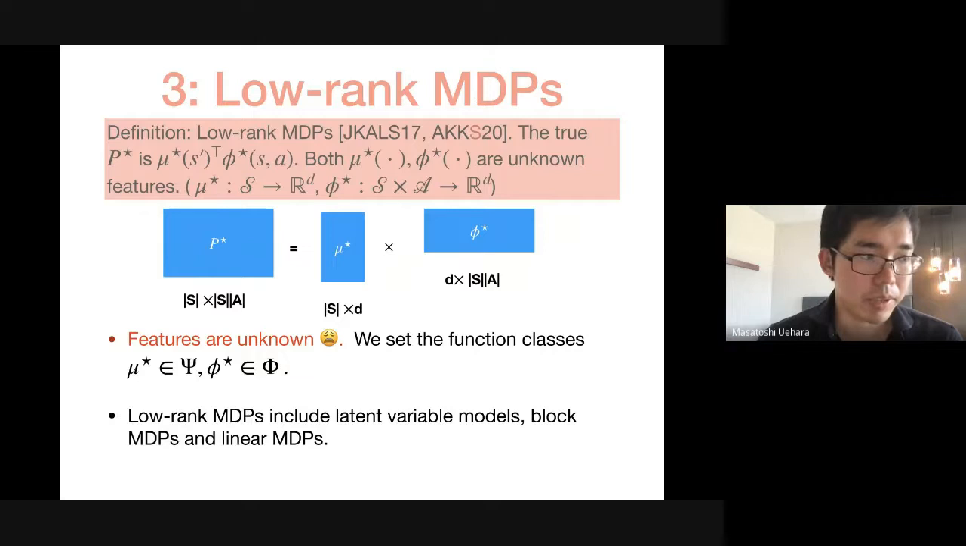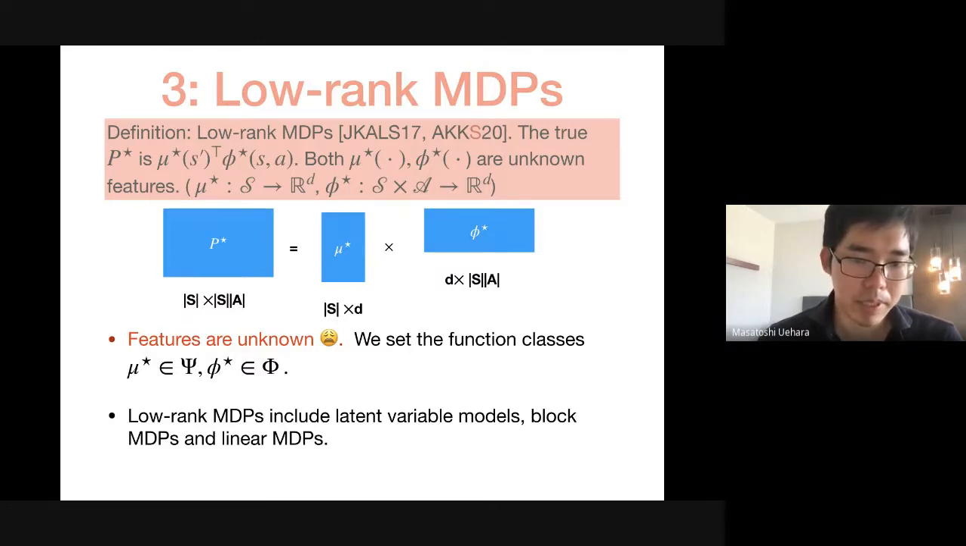The third example is low rank MDPs. Let's define it. Here the true P star is mu star transpose times phi star. Mu star is an unknown feature vector over the state space, and phi star is also an unknown feature vector over state and action. Since features are unknown, we need to set the function classes. So for example, we need to assume that mu star is included in Psi and phi star is included in large Phi.